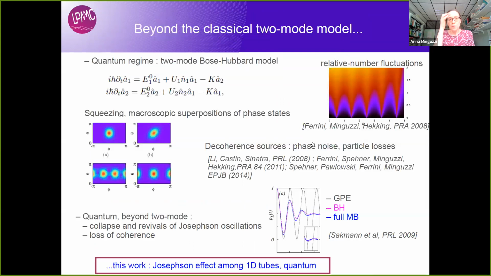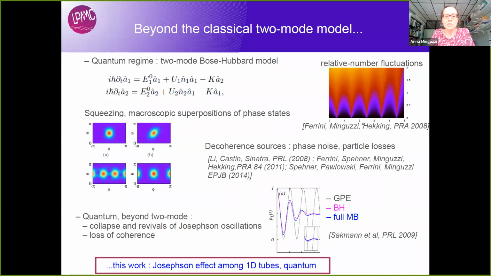So this model so far was deduced from the Gross-Pitaevskii equation, hence it is a classical model, but there exists also the quantum regime of the Josephson junction, as it can be described by a Bose-Hubbard model, a two-site Bose-Hubbard model. In this case, you can reach non-classical regimes during the dynamics. For example, if you start from an initial coherent state and then suddenly make the barrier very high, then you can realize squeezing and also some type of macroscopic superposition of phase states.